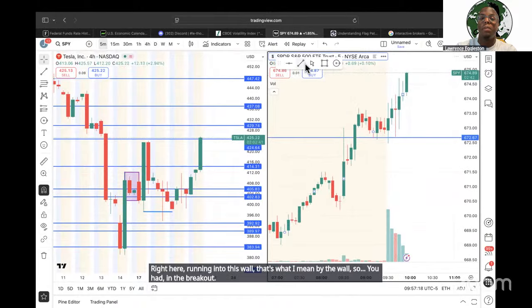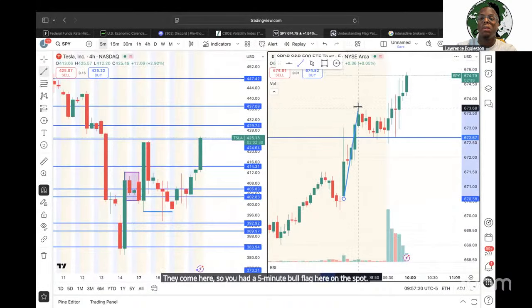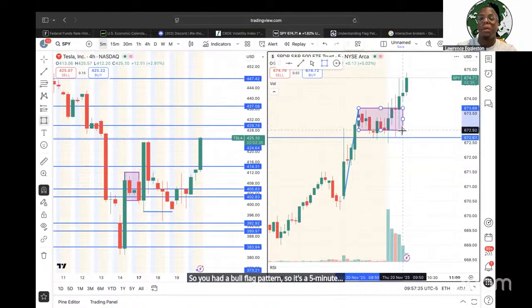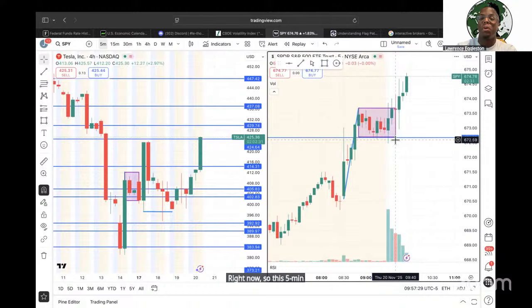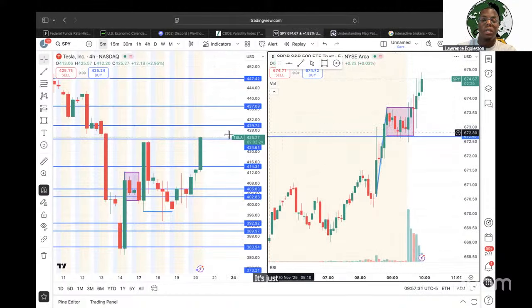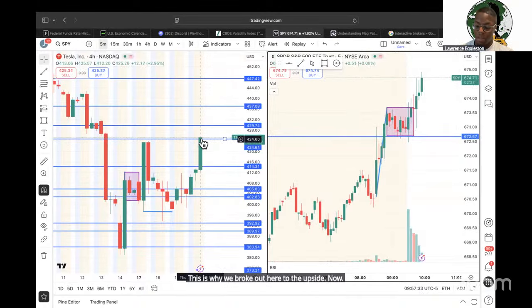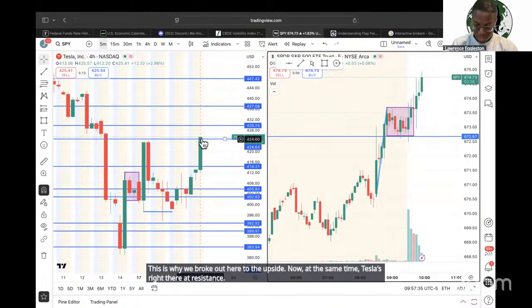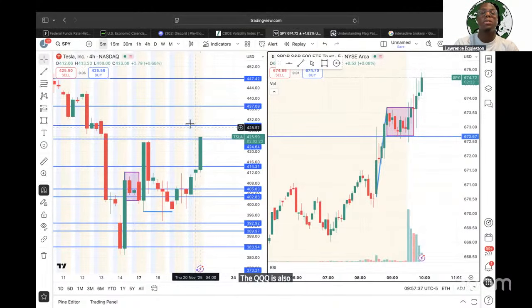So you had a 5-minute bull flag here on the SPY. So you had a bull flag pattern. This is a 5-minute time frame pattern right now. So this 5-minute bull flag broke out. This is why we broke out here to the upside. Now, at the same time, Tesla's right there at resistance. The QQQ is also there at 613.